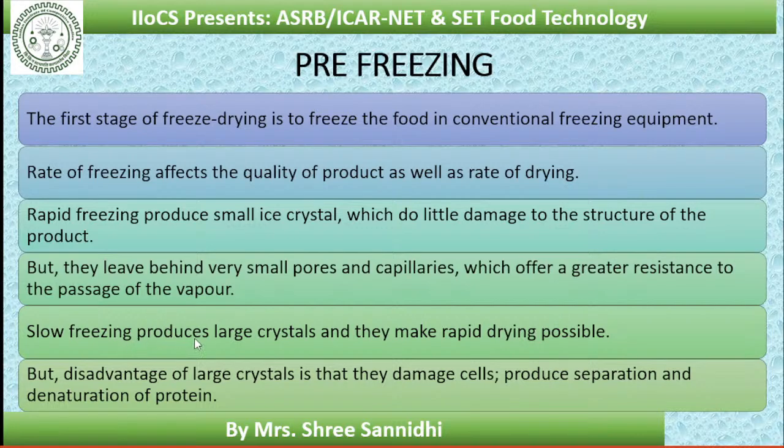So slow freezing produces large crystals and they make rapid drying possible. But the disadvantage of large crystals is that they damage the cells. So this produces separation and denaturation of protein, and when rehydrated, the texture will not be as good as the rapid frozen products.